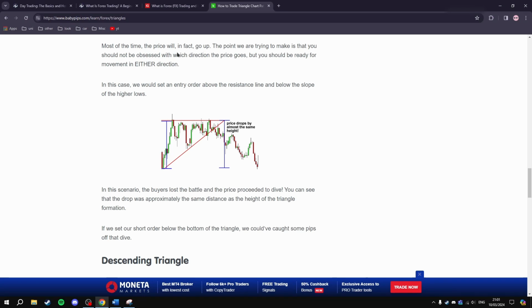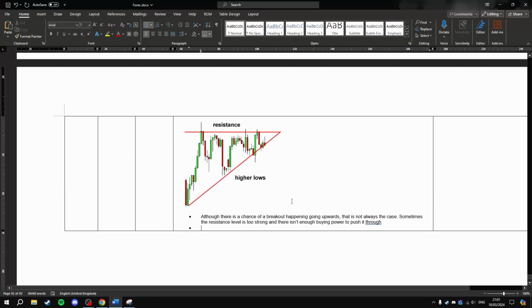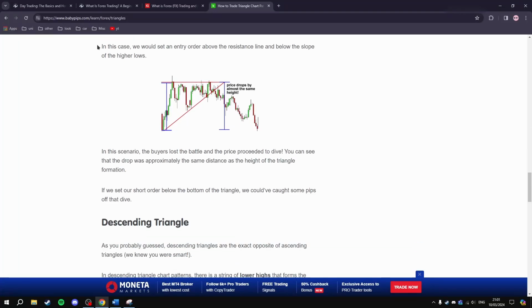Most of the time the price will in fact go up. The point we're trying to make is that you should not be obsessed with which direction it goes, but you should be ready for price movement in either direction, upwards or downwards. In this case, we would set an entry order above the resistance line and below the slope of the higher lows. So above this line and below this line.